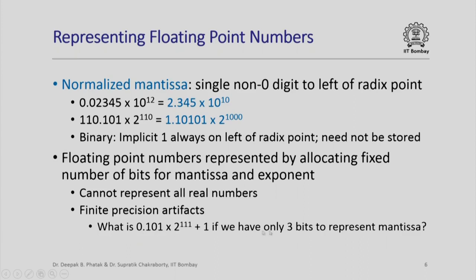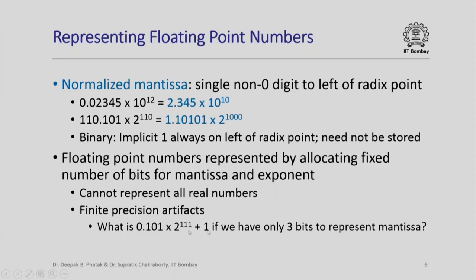So for example, suppose I said that you have only 3 bits to represent the mantissa, and look at this floating point number in binary, 0.101 times 2 raised to 111, where this is a binary exponent. This mantissa is of course not normalized as you can see, but suppose I said that this is my binary number and I want to add 1 to it, and what would be the result?